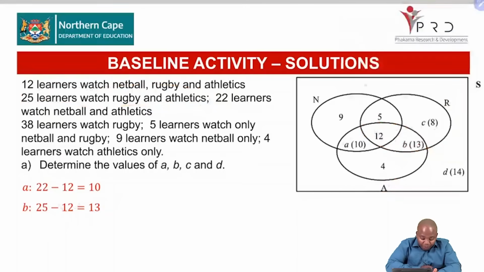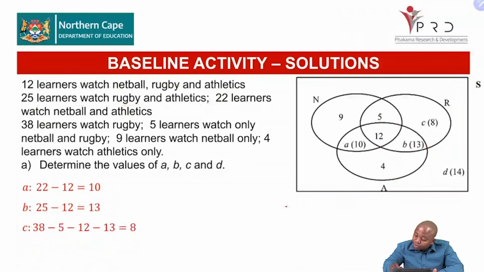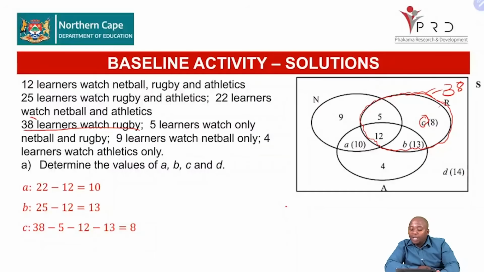Right, now we're going to number C. Now, what does C talk to? C, we are looking for the rugby only. Now, how do we get that value of C? Now, we're told that 38 learners watch rugby. What does it mean? It means 38 learners belong to all the events of rugby. So this one, it is all 38.